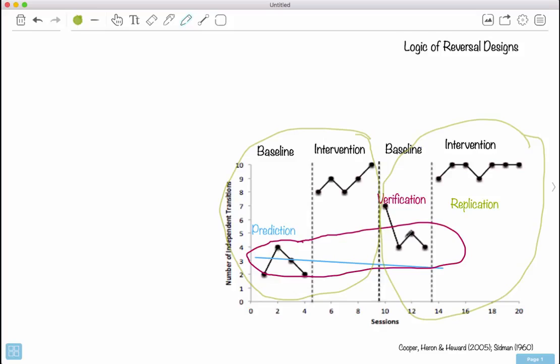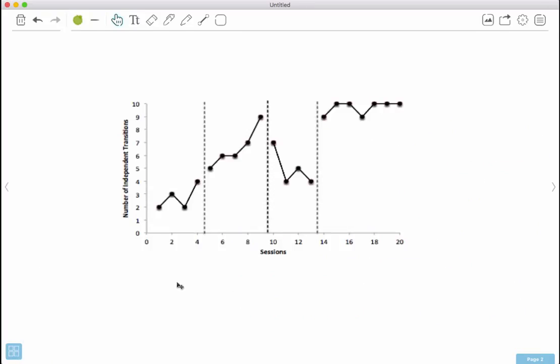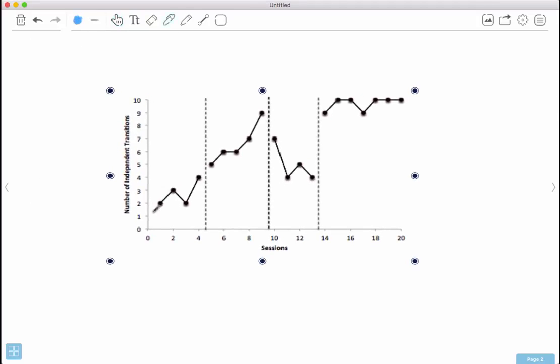Now let's talk about what happens if we encounter some problems in our data and ways that we would not be demonstrating experimental control or a functional relation. So here's the same study, but in this study we have a prediction here that looks like this. Right here in baseline, it's predicted that the behavior, if we didn't do anything, would continue in this fashion. And what happens during intervention? The behavior continues in that fashion.